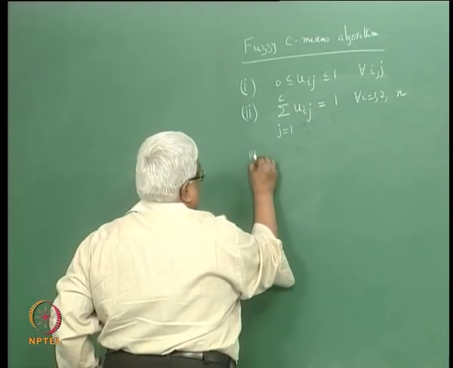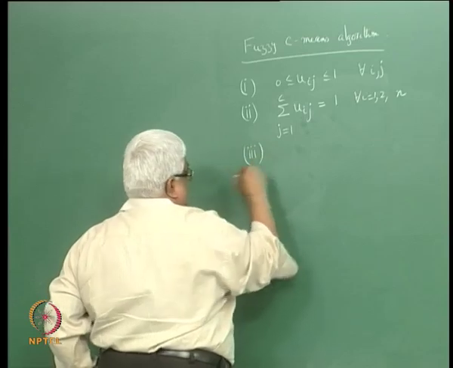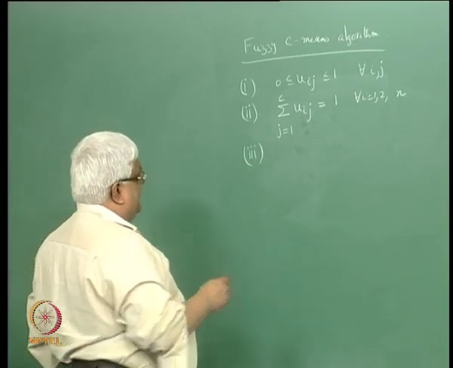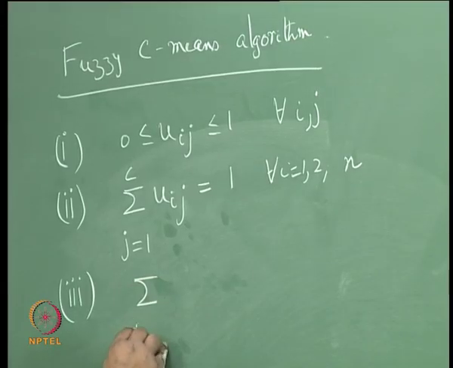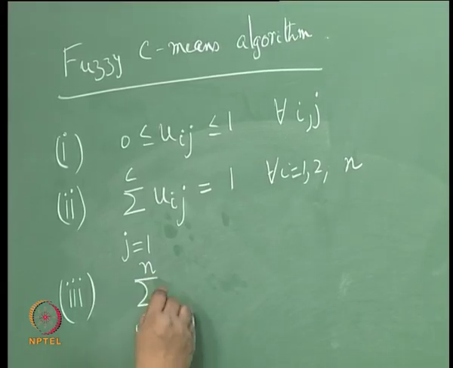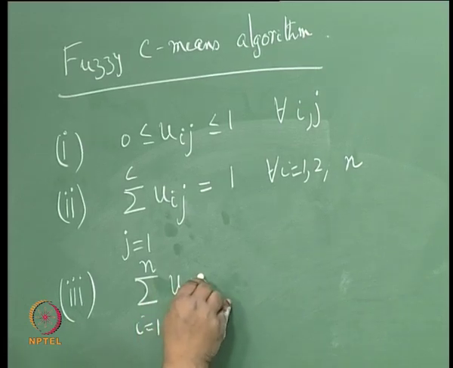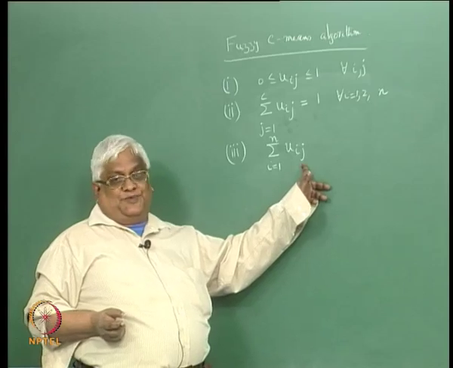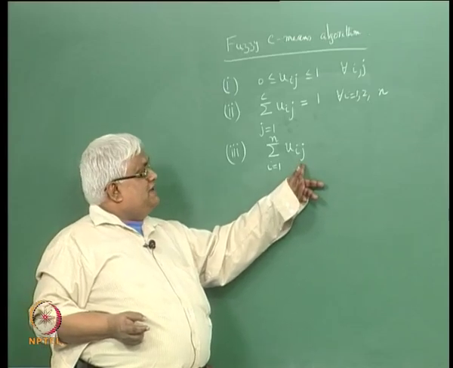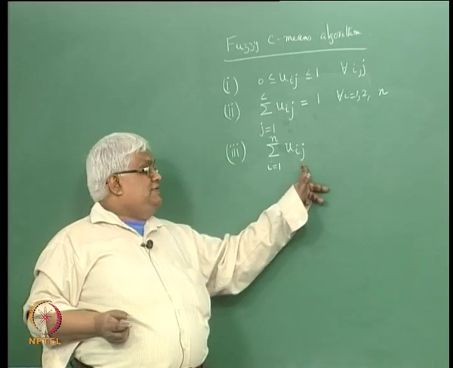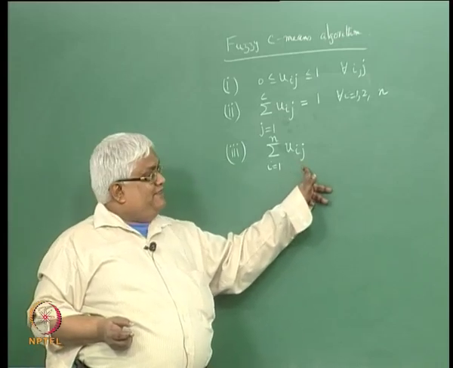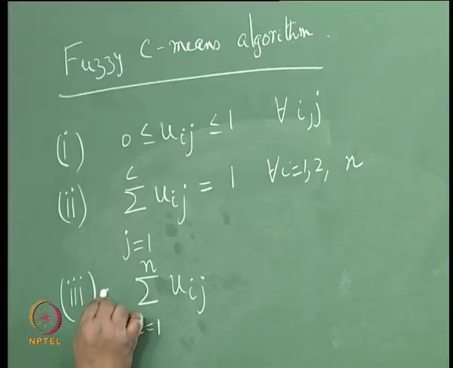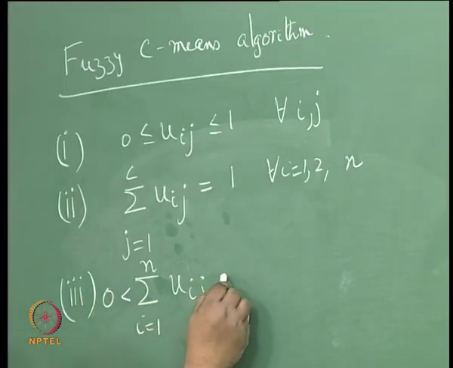Three is summation i equal to 1 to n of uij. That is, you are fixing the set now and you are looking at the sum of all the membership values for a particular set. It should be strictly greater than 0. It should be strictly less than n.